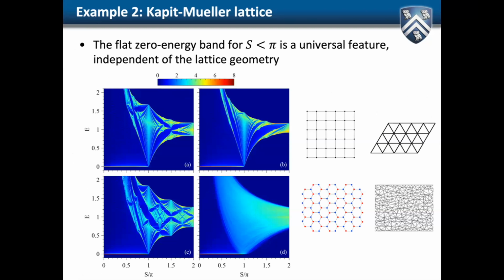And furthermore, this flat band is very robust in the sense that it is independent of the lattice structure. We can create all kinds of lattice structures. So this is the square lattice, the triangular lattice, this is honeycomb, and this one is the random lattice. It's not even a lattice, just random points. So in this case, S should be regarded as some average spacing between sites. So the flat band is robust, independent of the geometry, and of course the butterfly pattern will depend on the exact lattice geometry.